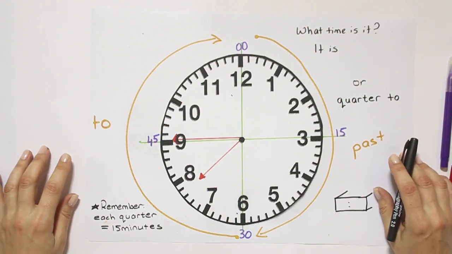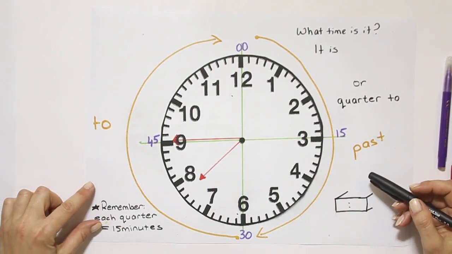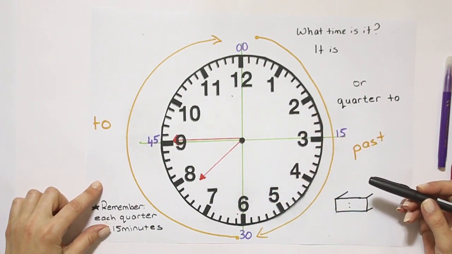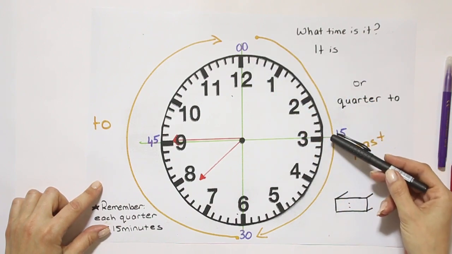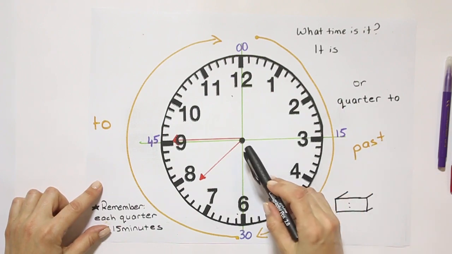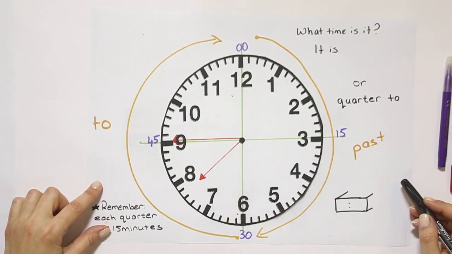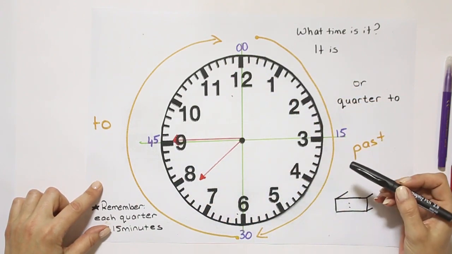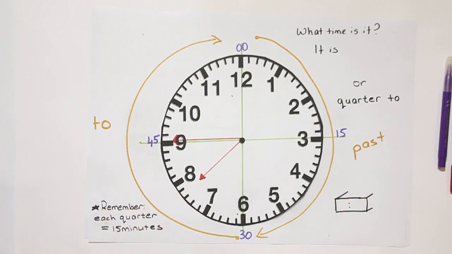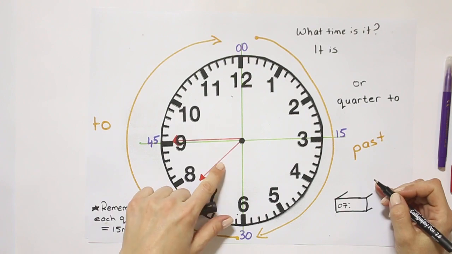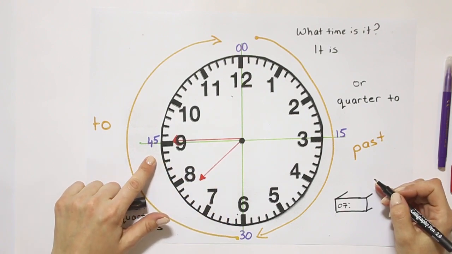Now, let's get to the tricky part. Remember, we can divide a clock into 4 parts. Each part is a quarter. Each quarter means 15 minutes. Look at this clock. The hour hand is pointing somewhere between 7 and 8. Remember, the hands move in this direction. So we know the hour is 7. The long hand is pointing at 9. 9 means 45 minutes.